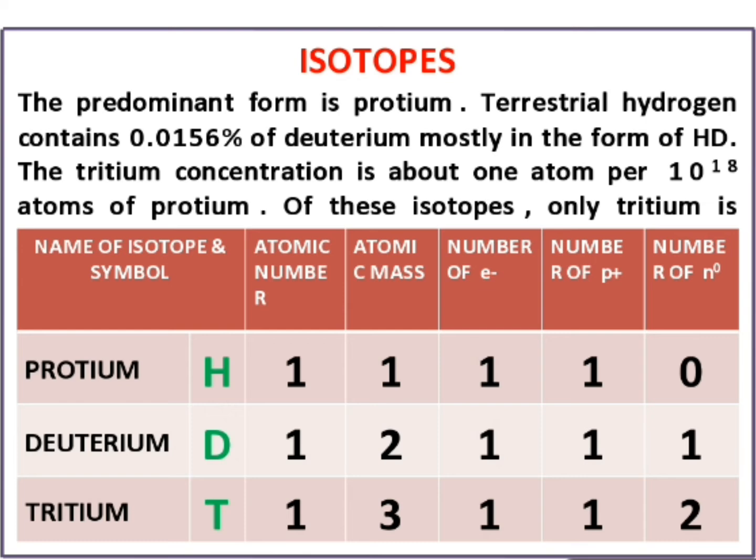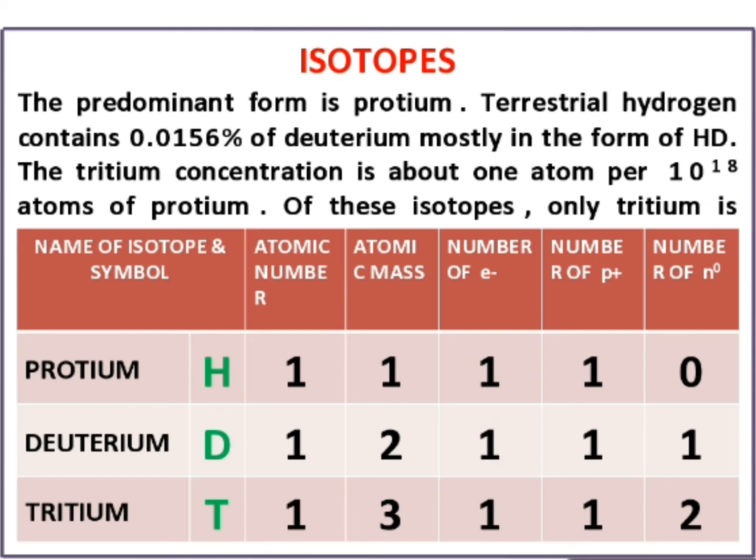Now come to number of neutrons. So what is number of neutrons? You see, number of protons plus number of neutrons is equal to mass number. Atomic number is equal to number of protons, and number of protons plus number of neutrons is equal to atomic mass or mass number.